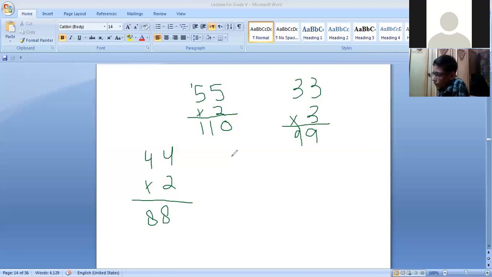I'm giving you 43 with the help of 3. Okay, multiplying 43 by 3. 3 3s are 9 and 3 4s are 12. Very good. 3 4s are 12.